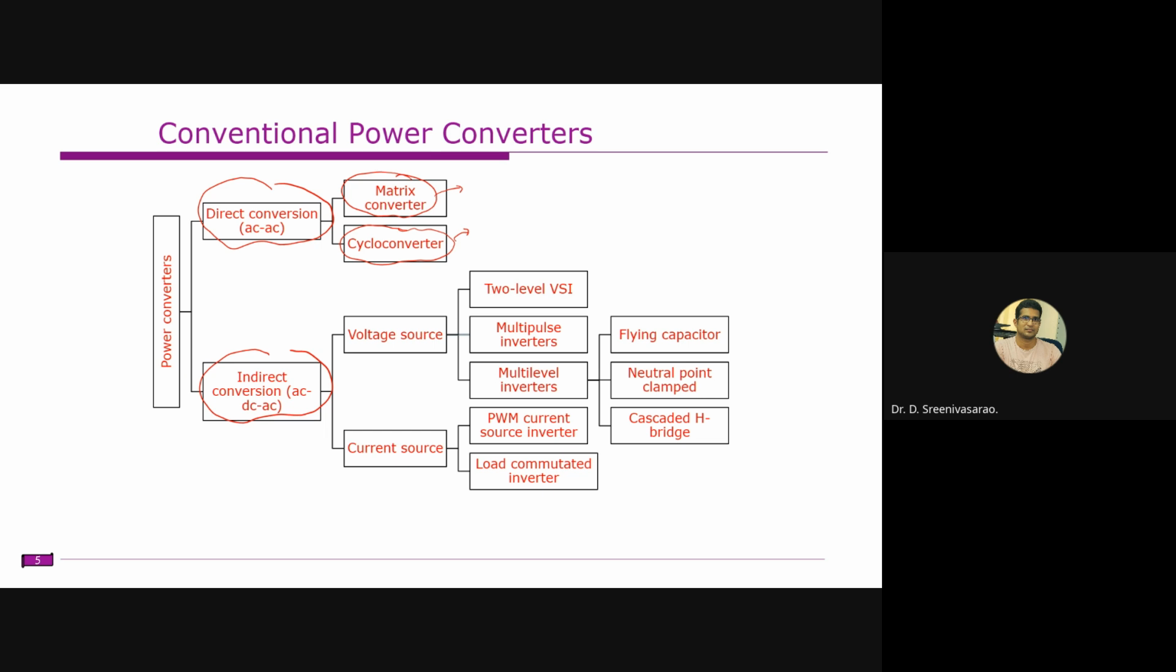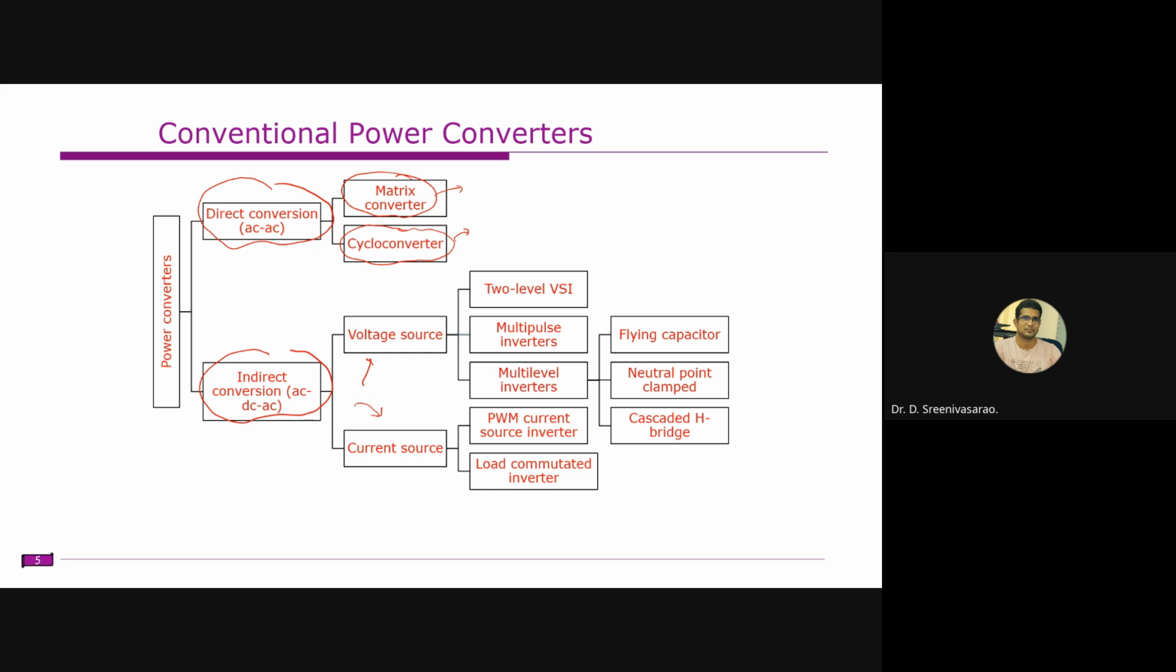right? So we have this indirect conversion. The first step is that AC is first converted to DC, and DC is converted back to AC with the required amplitude and frequency. So there are two options available. One is the voltage source inverter, and another one is the current source inverter, also known as VSI and CSI.